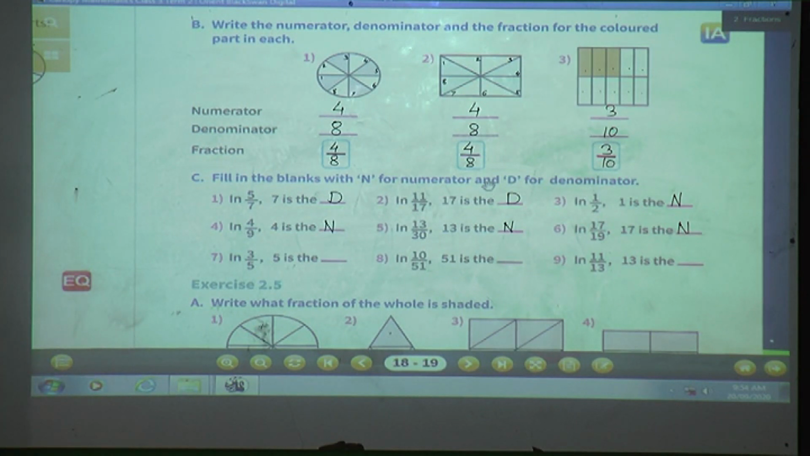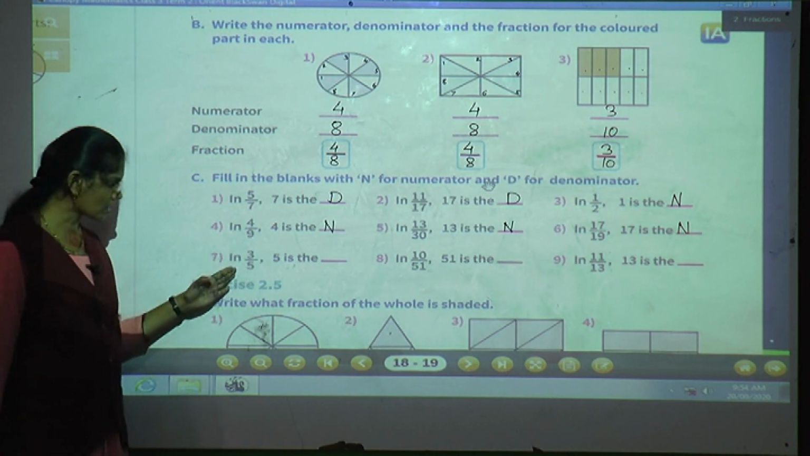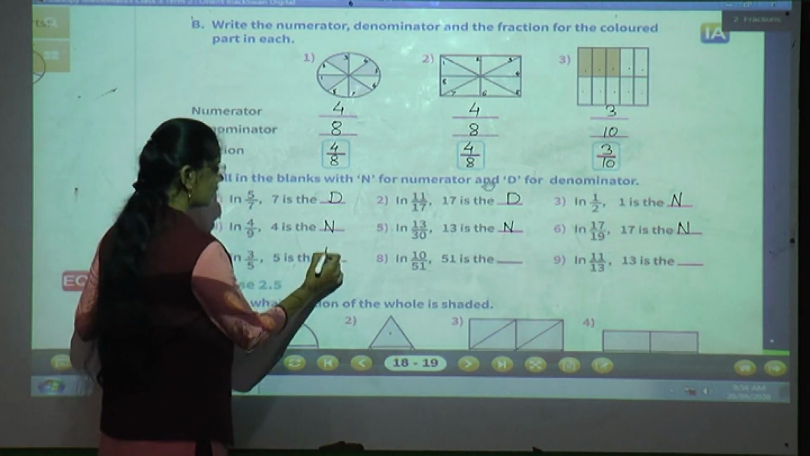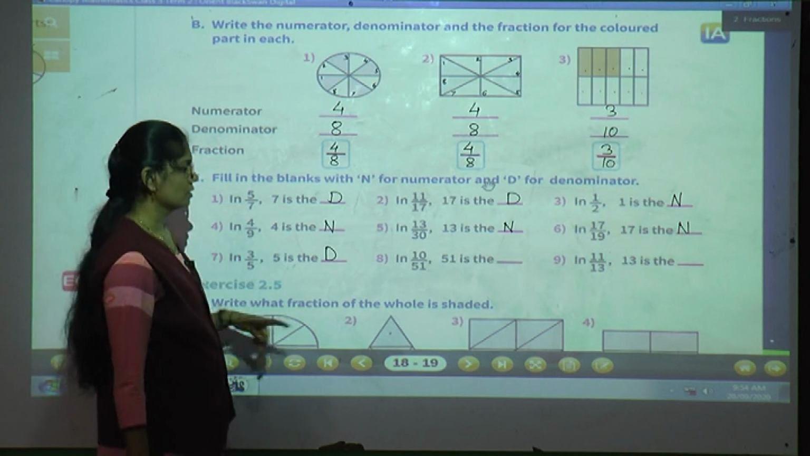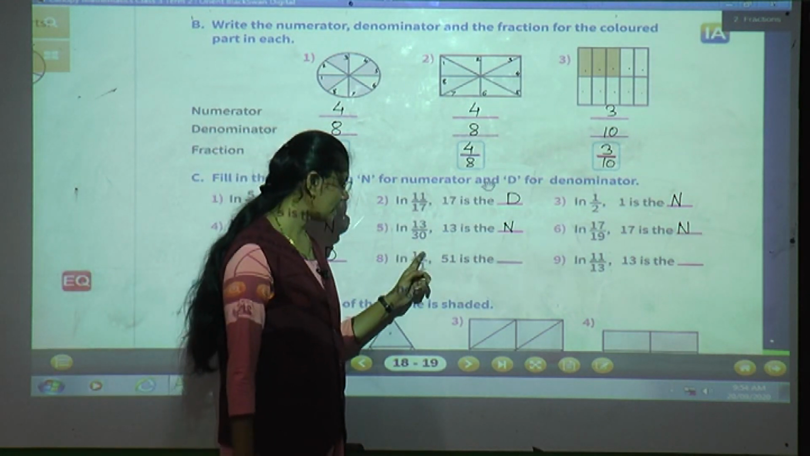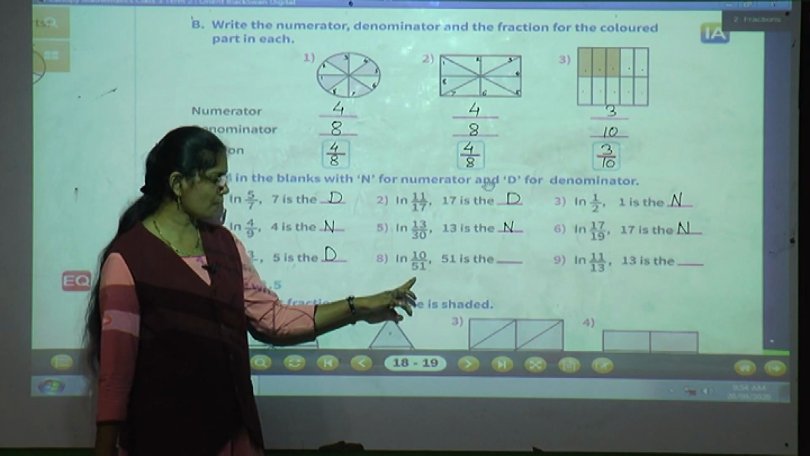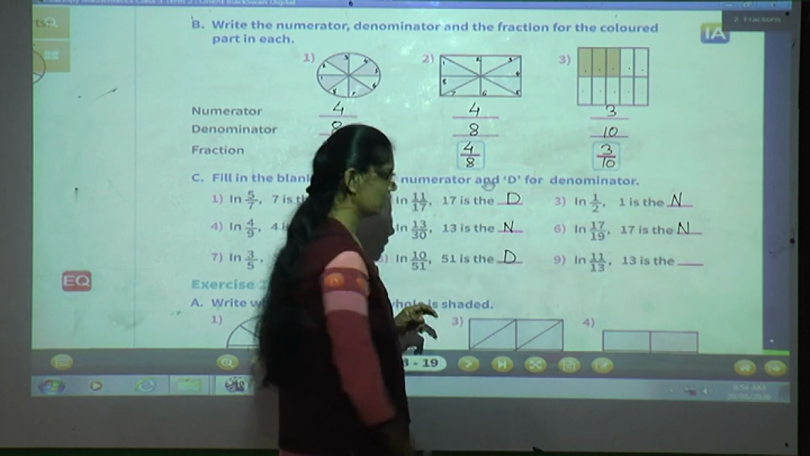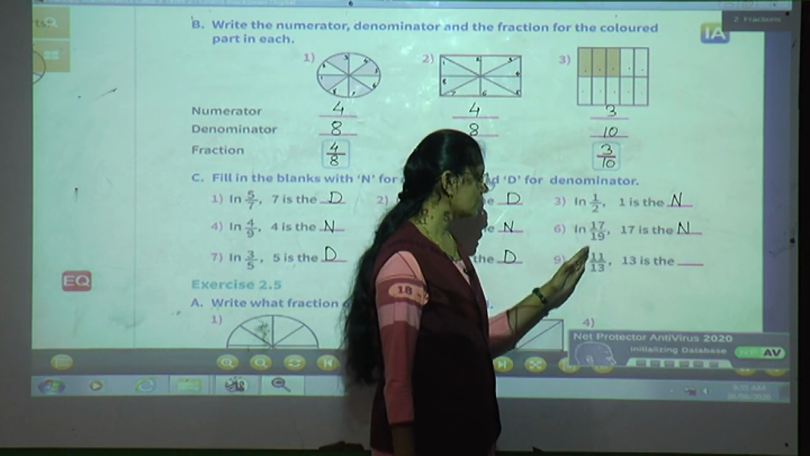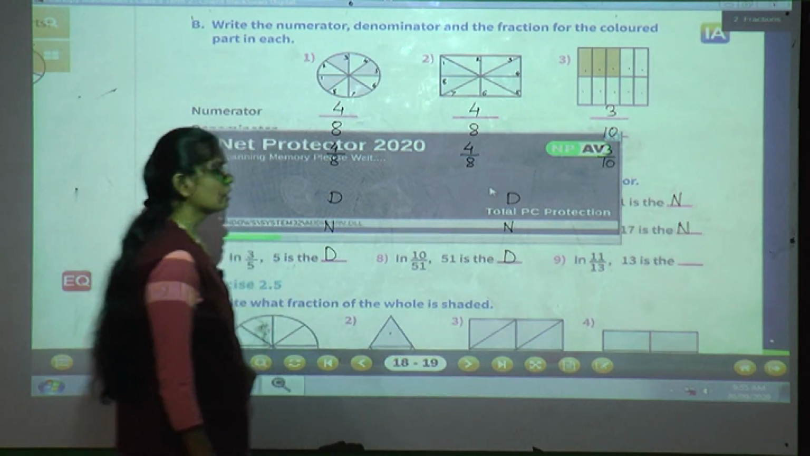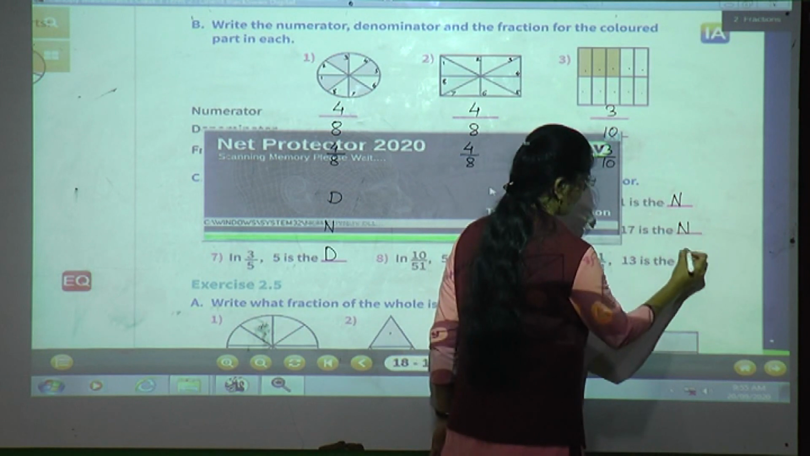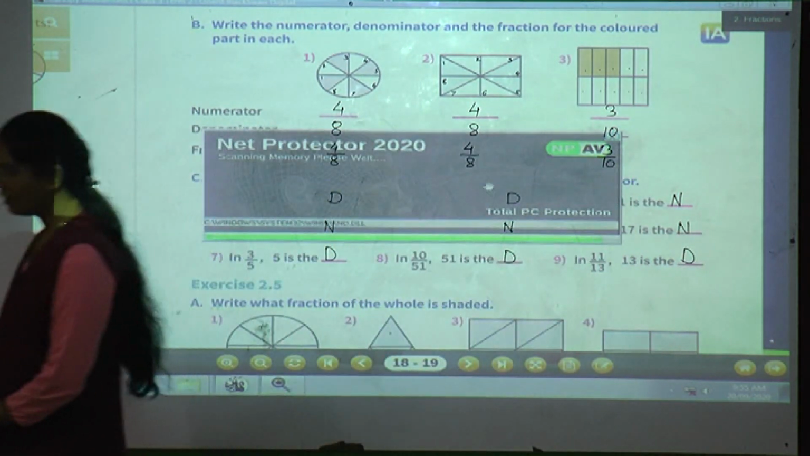Then next, see this fraction carefully. In 3 by 5, 5 is the denominator. So write D here. Then next, in 10 by 51, 51 is the denominator. Correct. So write here D. And the last one is 11 by 13. In 11 by 13, 13 is the denominator. Correct. So write here D. Okay. Clear?